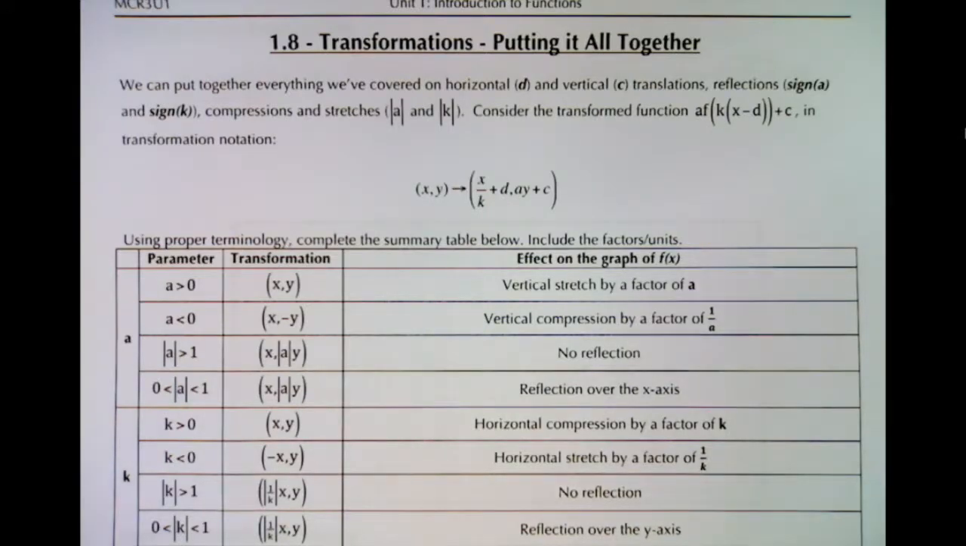Okay, this is lesson 1.8, transformations, putting it all together. If some of the lessons have been a little spotty up until now, hopefully this is the one that brings everything together. Basically, you can do all of these transformations at once if you can pick out the A, K, C, and D, the vertical and horizontal stretch and compression factor, and the translations left, right, up, down from an equation. If you can do that, you can do most of what we need to be able to do here.